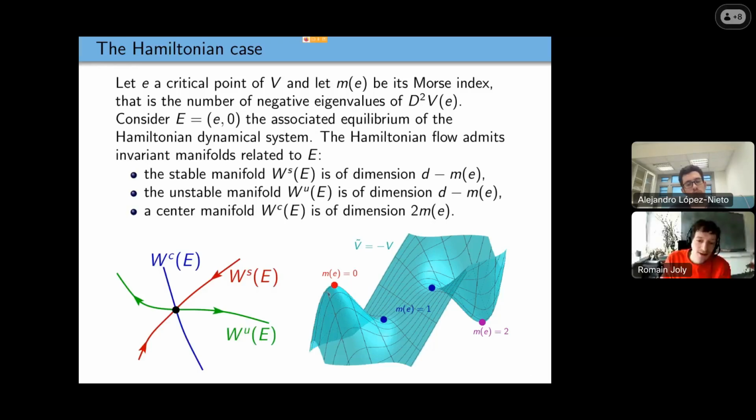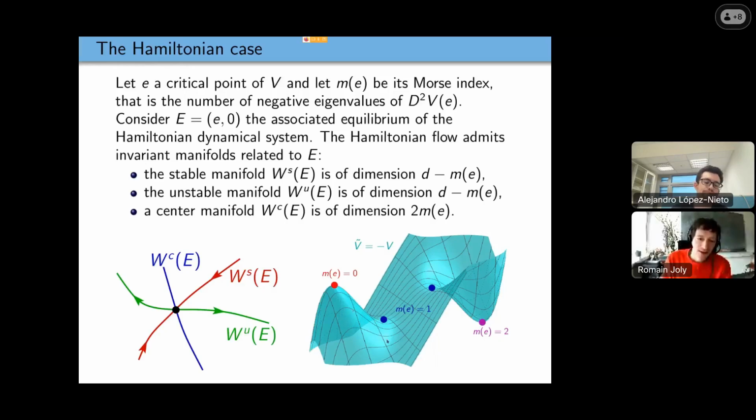So I mean that if I have a stable equilibrium for the PDE, then this Morse index is equal to 0. It is a local minimum of V, so a local maximum of V tilde, which is the opposite of V. So this is a point where you have the Morse index 0. This is a point where the Morse index is equal to 1 because I have one direction which is stable, one unstable direction. And these are local maxima of the potential, local minima of V tilde. And in this case, the Morse index is equal to 2.